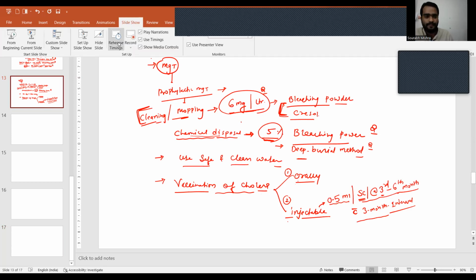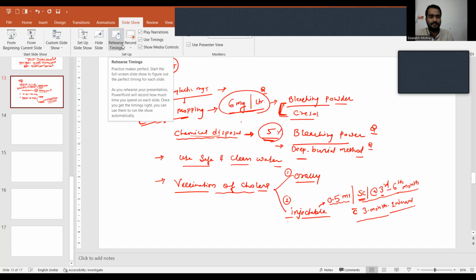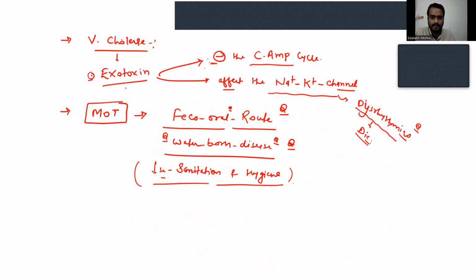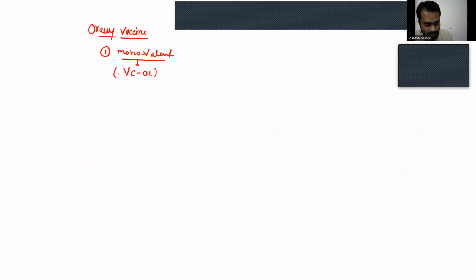Oral vaccine. Under the oral vaccine, two vaccines are there. One is monovalent. The monovalent vaccine strain is Vibrio cholerae O1. Initially I told that Vibrio cholerae O1 is a monovalent bacteria. The name of that vaccine is Dukoral.